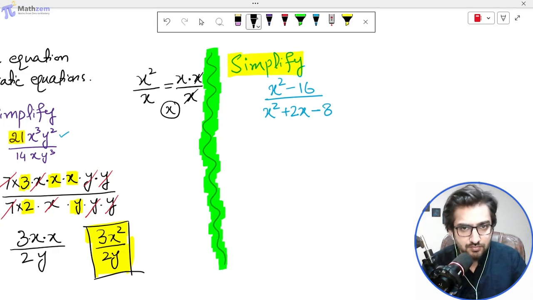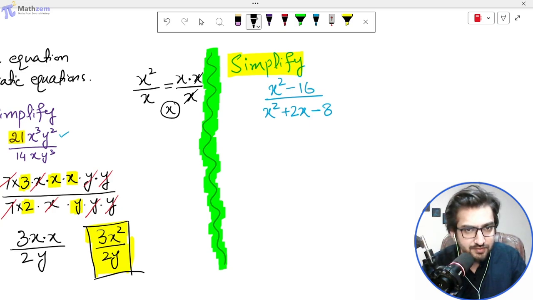All right. So this question again says simplify. There is x square minus 16 in the numerator, and we have a quadratic equation in the denominator. So first we will think about how the solution is possible.